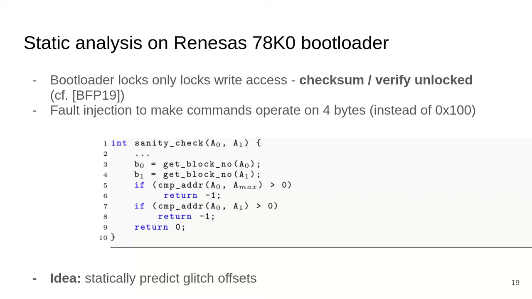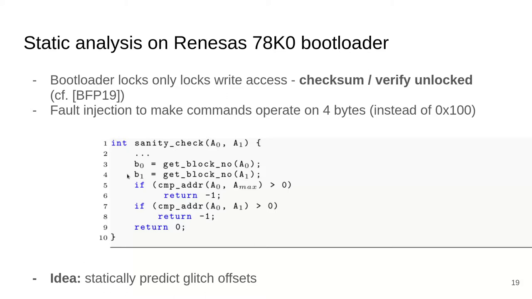We noticed that each command in the bootloader had this sort of sanity check subroutine, which, if given two addresses, checked which block number it was, whether the block numbers corresponded, whether the lower address was lower than the maximum allowed address, and whether the first address is higher than the second. Since the same function is executed for all these bootloader commands, depending on where it fails or succeeds, it returns, and this will affect the glitch offsets.